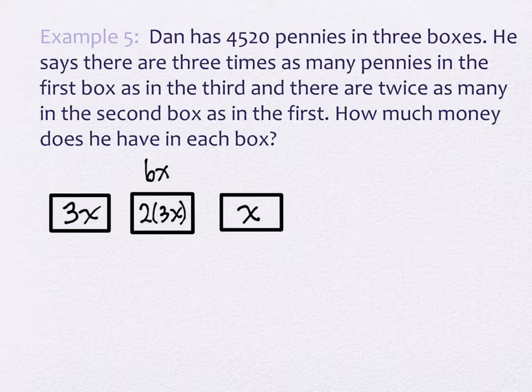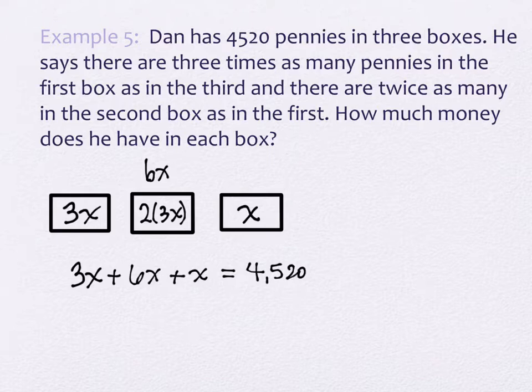Well, when I combine all the boxes, I have 3x pennies in the first box, 6x pennies in the second box, and x pennies in the third box, for a total of 4,520 pennies. And 3 plus 6 plus 1 is 10. So this is 10x on the left, 4,520 on the right.